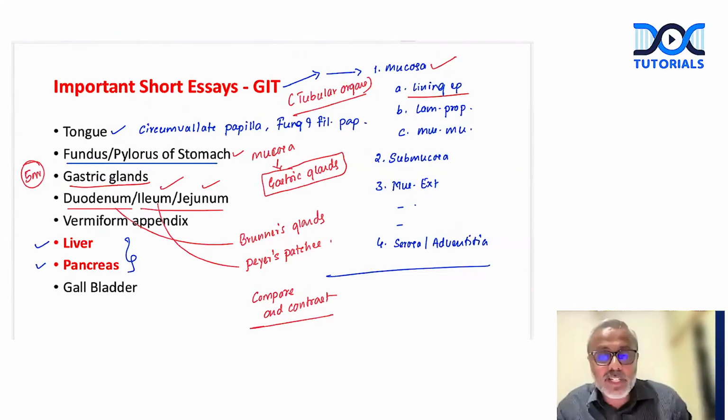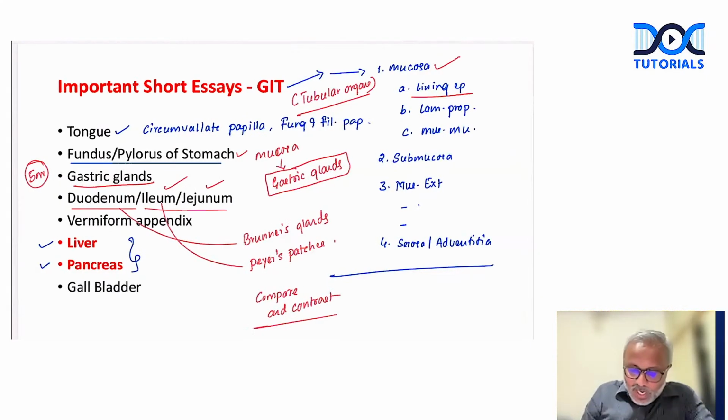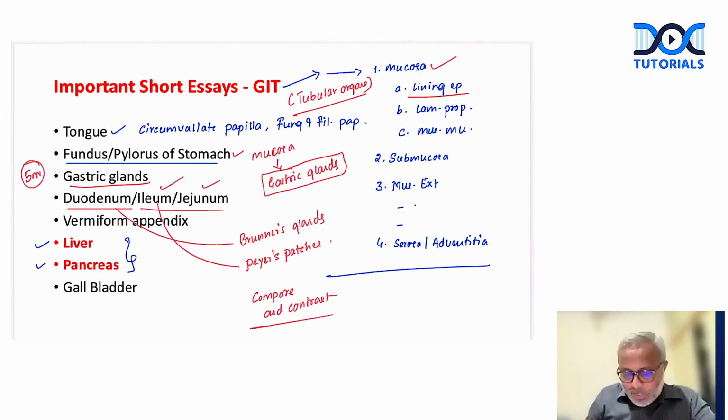Now, the next description: if you write just the identification points for the discussion, it may not be enough. So we need to go in a systematic order. Again, when we talk about the liver and pancreas today, I'll briefly describe how to structure your answer after drawing the diagram. So we will come to that. Then, the other important 5-marker I would say here is the vermiform appendix. So these are possible 5 markers.